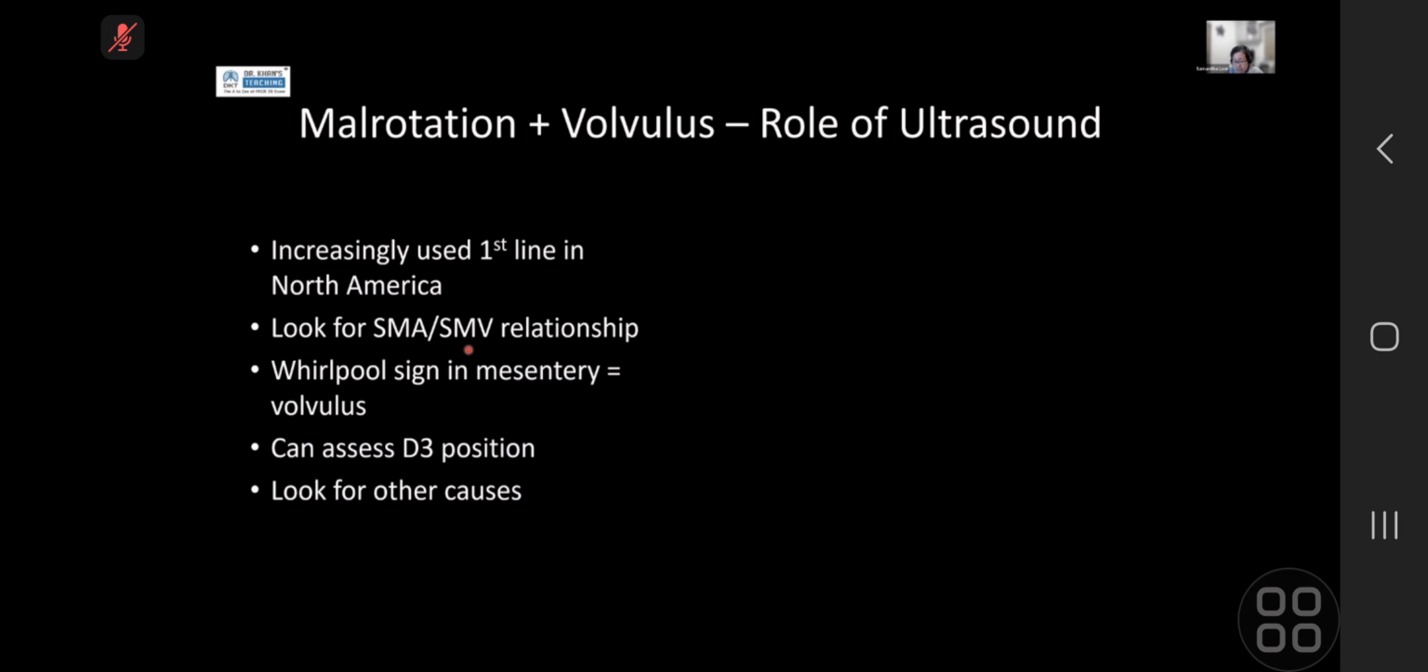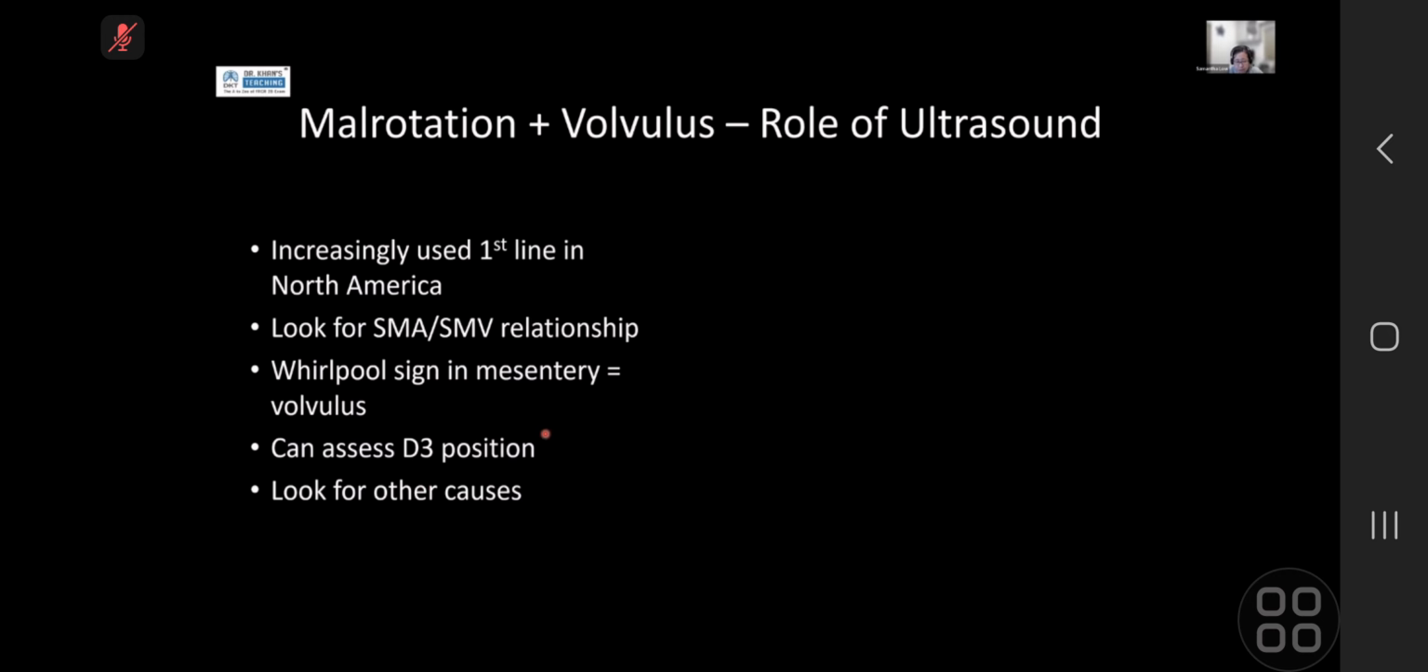So if your SMA-SMV relationship is abnormal, you're thinking, is there a malrotation? But not all malrotations give you volvulus. Okay, it is a risk factor, but they don't always. But if you have volvulus, you're looking on ultrasound for that whirlpool sign, as what you see also in CT for volvulus. Some people say you can use ultrasound to look for a D3 position.